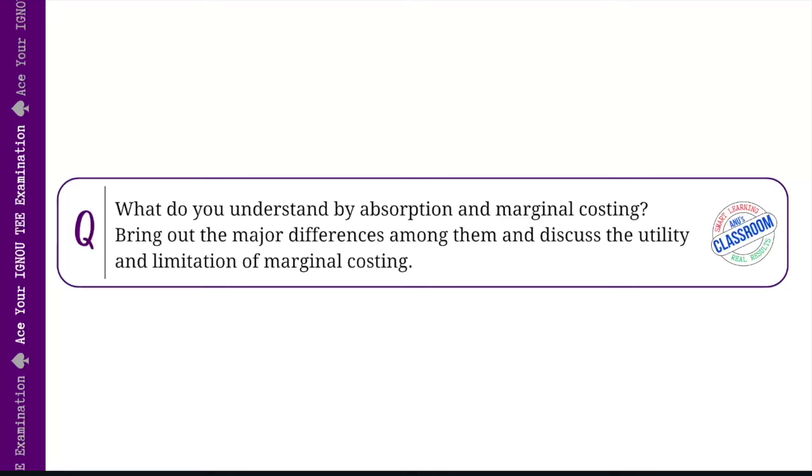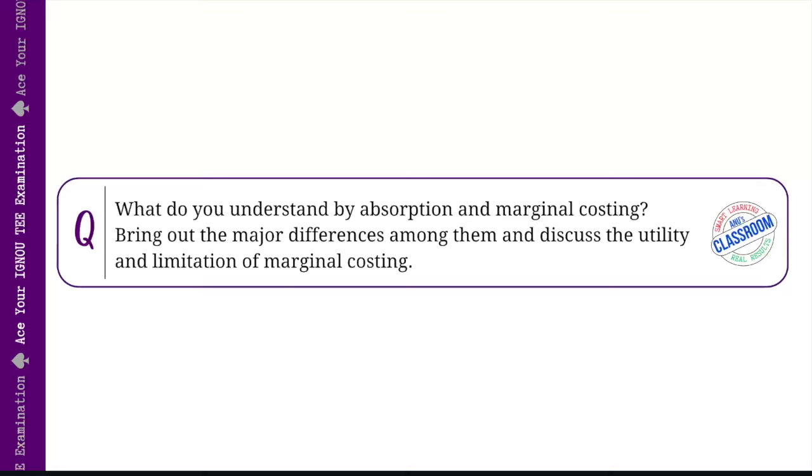Let us start with absorption costing. This method considers both the fixed as well as the variable cost when we are determining the cost of a product. Variable cost like say raw materials or direct labor change with the level of production.